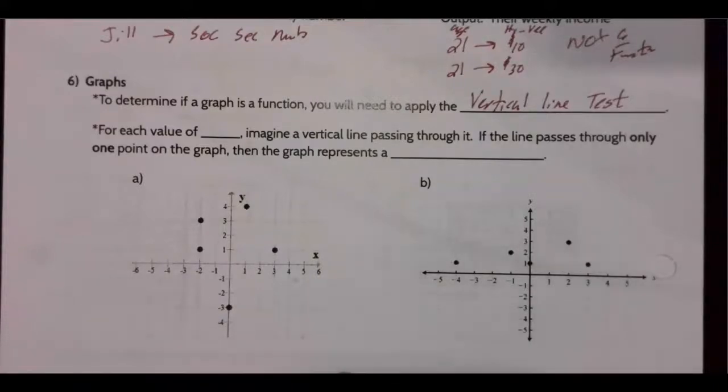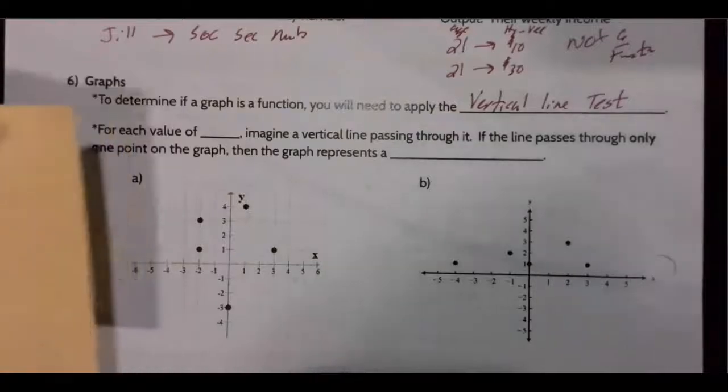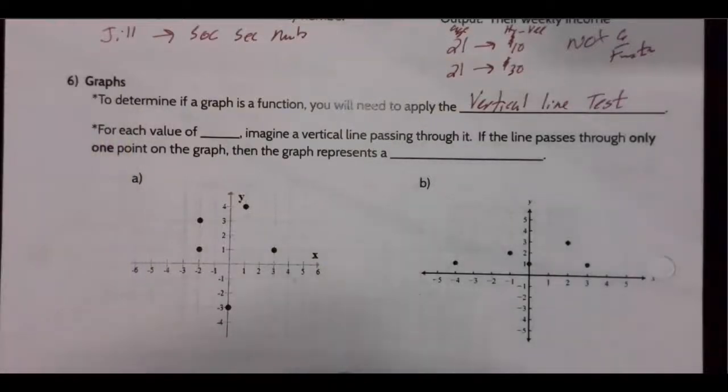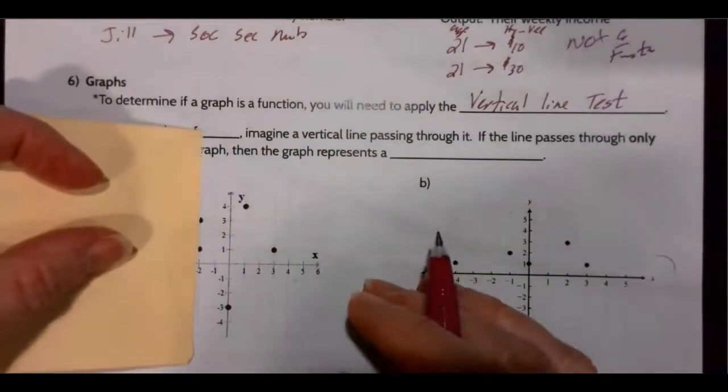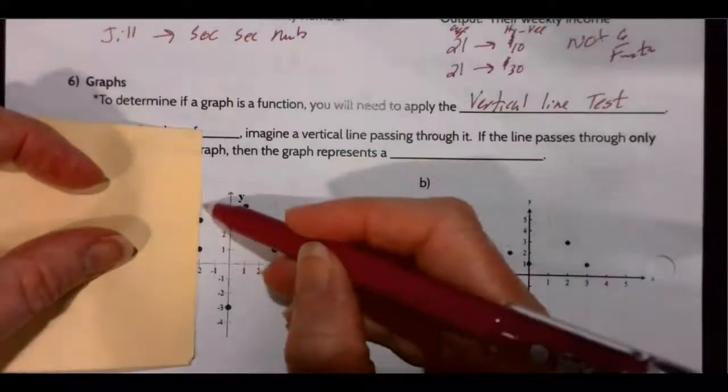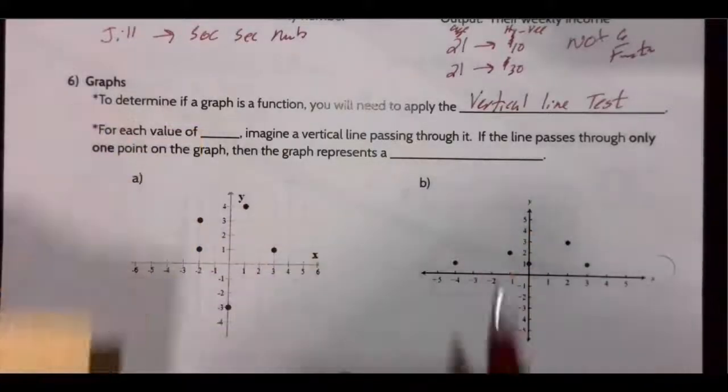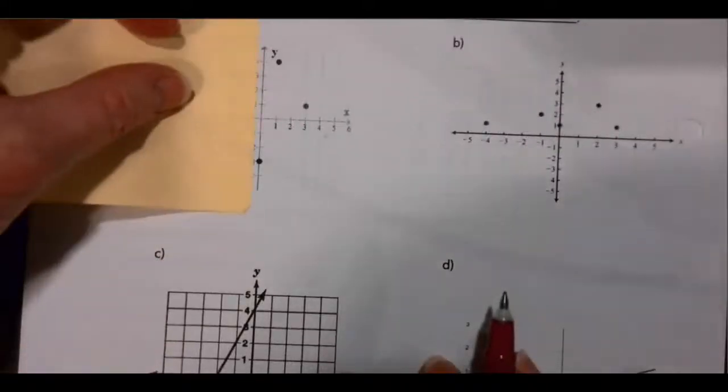I'm going to use a piece of paper. I'm going to use a yellow piece of paper so that we can see what is happening. Okay, and then I'll tell you another name that I call this. So here is a vertical line. See how it hits two things at once? That's not a function.